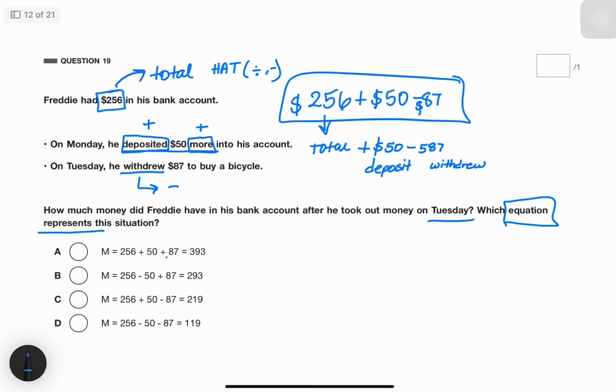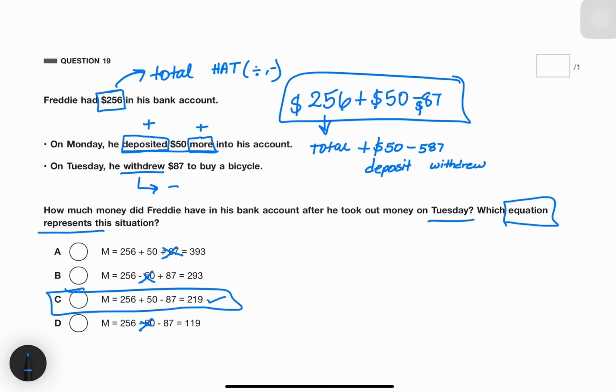So which equation matches the one we wrote up here? The answer would not be A because it has that plus 87. That's what makes it wrong. B, 256 minus $50, is wrong because we're not subtracting the $50. We are adding the $50. C says 256 plus 50 minus 87 equals 219. That one is correct. And then D says 256 minus 50. That's what makes this wrong. So the answer in this case would be C.